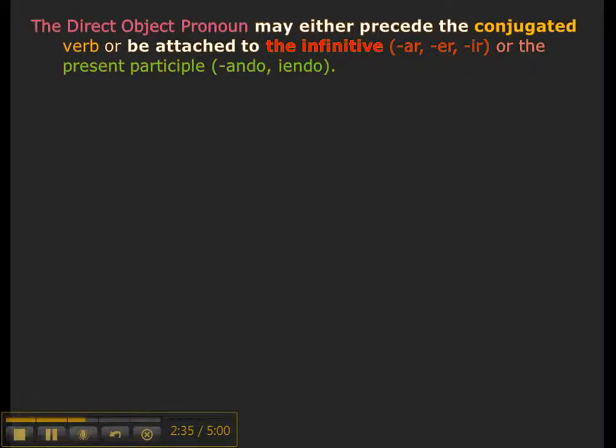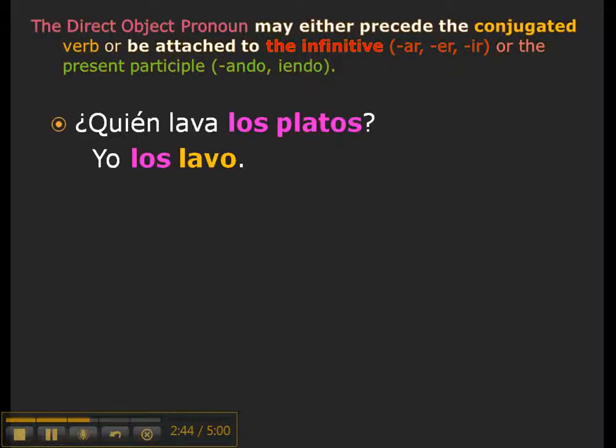Now, the direct object pronoun, we are going to see another example of how to place the pronoun. ¿Quién lava los platos? So in this question, we don't know who the subject is, but we know that the action is lavar, and as a matter of fact, we're going to find out who the subject is. So, ¿quién lava los platos? Yo los lavo. So, los for los platos.